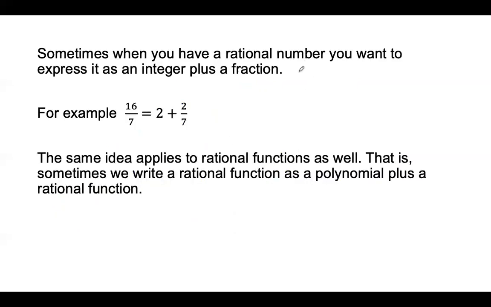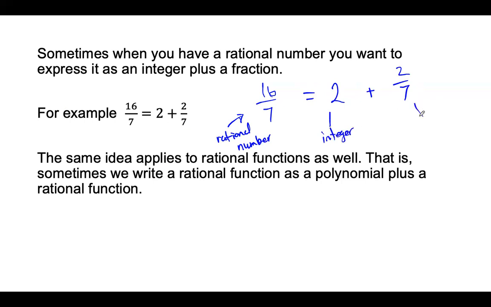Okay. So sometimes when you have a rational number, you want to express it as an integer plus a fraction. Let's say something like 16/7. This is a rational number. And we wanted to sometimes express it like 2 plus 2/7, where this is an integer and this is another rational number. And we know how to do this for these numbers. But the same idea applies to rational functions as well, with a polynomial divided by a polynomial.